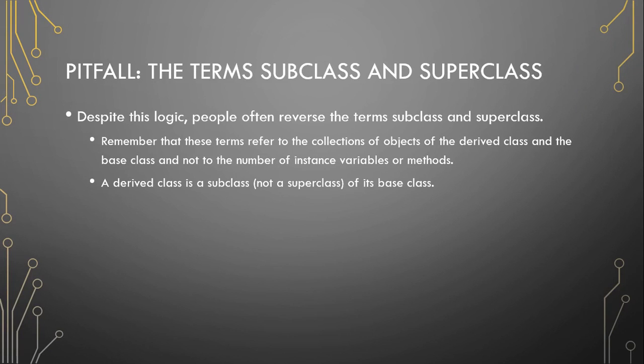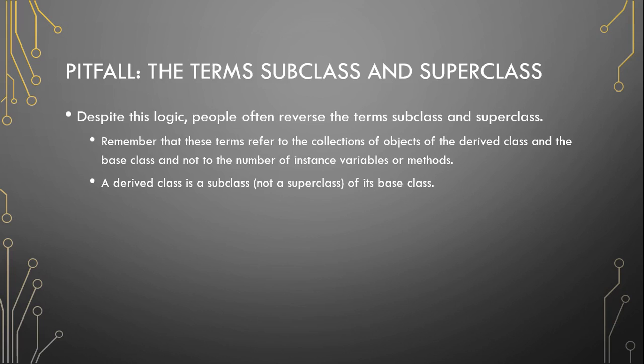Now, despite this logic, people often reverse the terms subclass and superclass because they start thinking, well, if it goes down, subclass would mean going down, super goes up. But remember that these terms refer to the collections of objects in the derived class and the base class, and not to the number of instance variables or methods. Right? It's just the objects themselves that are being referred to. So a derived class is a subclass, not a superclass, because you're not going up, you're going down as you make more classes. Think about, like I said earlier, it's kind of like a family tree.